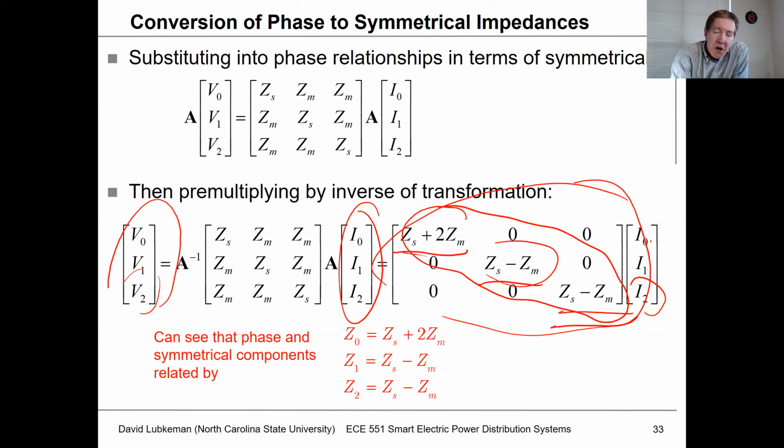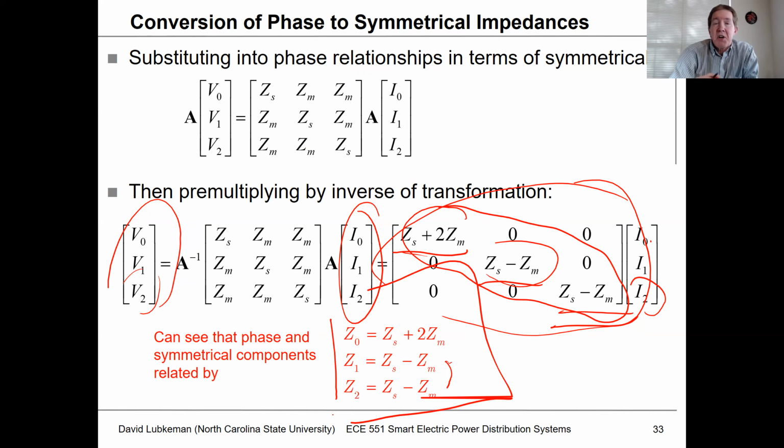And so Z1, which we sometimes refer to as the balanced circuit per-phase impedance, is ZS minus ZM. It's the same as Z2, where Z0 is going to be ZS plus 2ZM. All right, so this matches up with what you probably saw in a class like 451, if you had 451, where when you got into the symmetrical component values and we were talking about things like Z1 and Z0, that relates to the self and mutual impedance terms as shown right here. And I can go back and forth between the two.